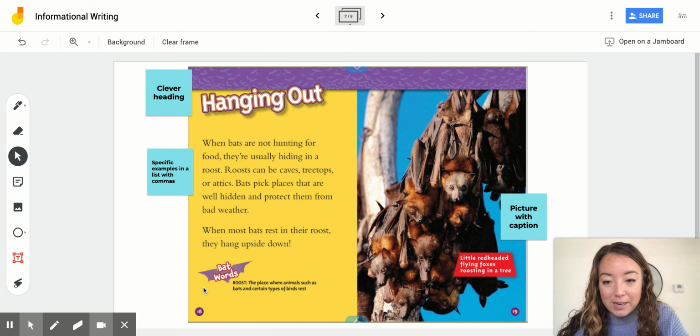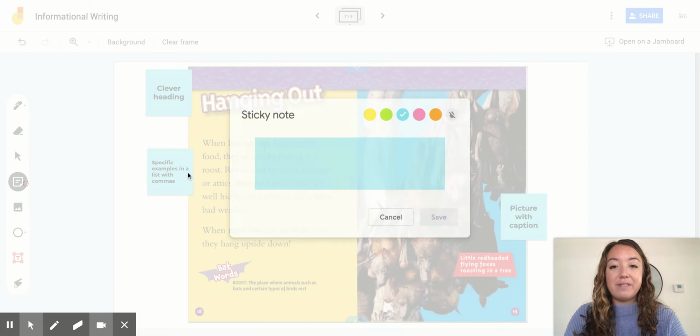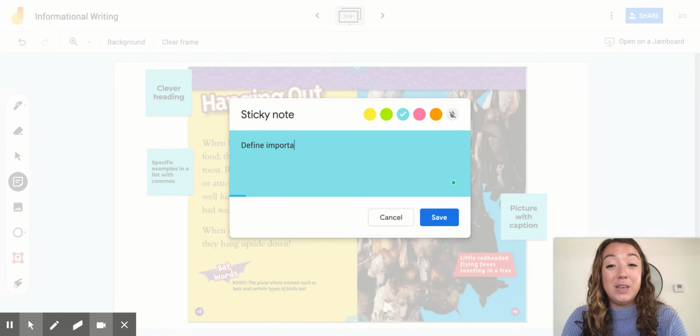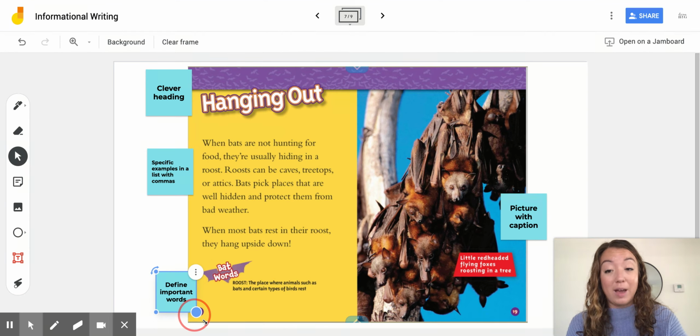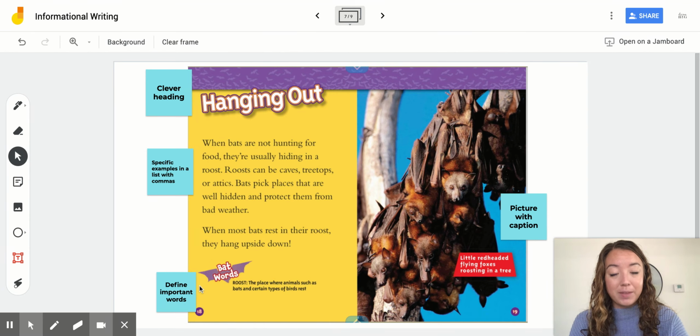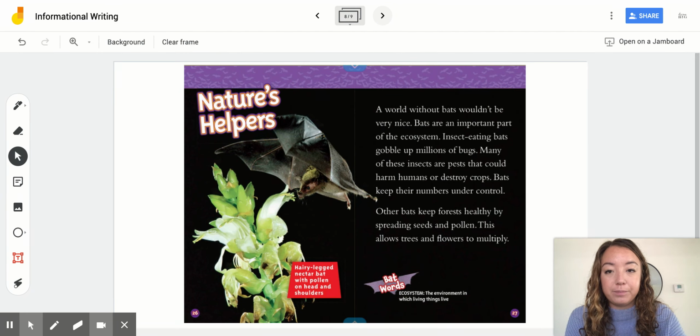Ooh, I noticed down here it says bat words. Roost, the place where animals such as bats and certain types of birds rest. I love that they defined that important word for me because we came across that word roost a couple of times, but now I know what it means. It's a place that bats or birds rest. So that was really helpful. I like that the author did that. Maybe in my own writing, I'll put a little section with a definition of an important word to help my reader. Let's check out the next page.